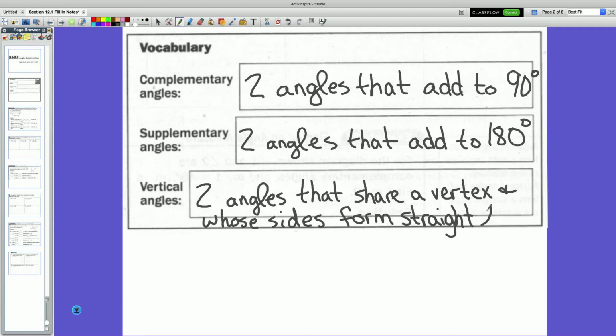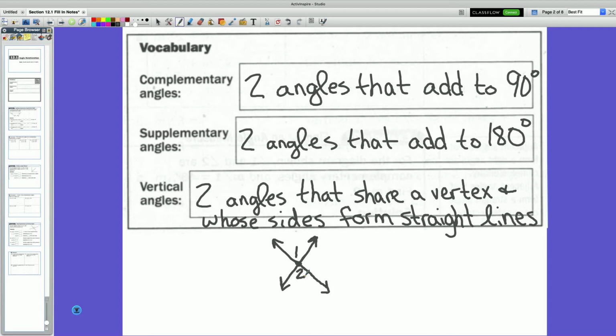I'm actually going to have you draw a picture here. Vertical angles share their vertex. So there's one angle, and their sides form straight lines. So I can continue this line straight through, continue this line straight through. So angles 1 and 2 would be vertical angles. They're two angles that share a vertex and whose sides form straight lines.